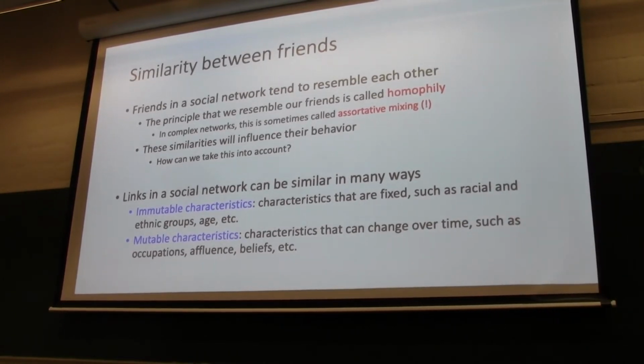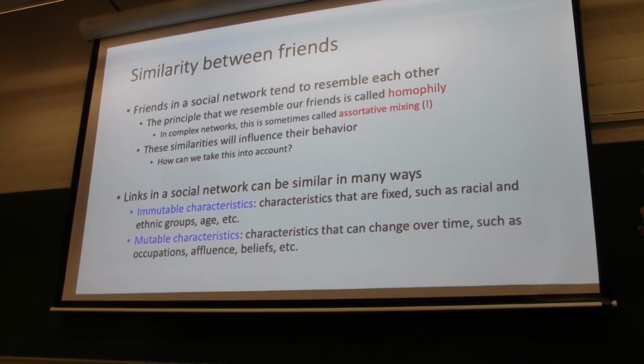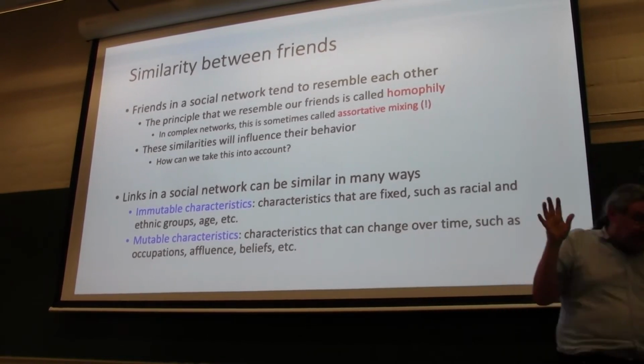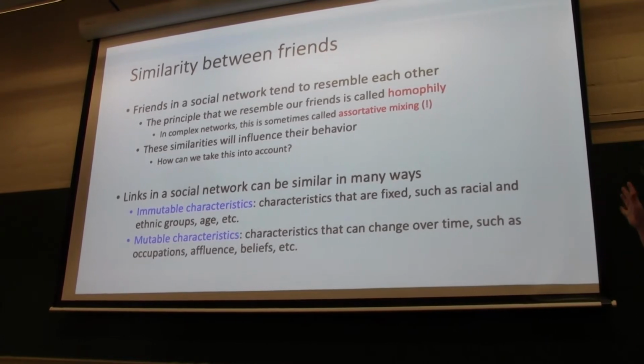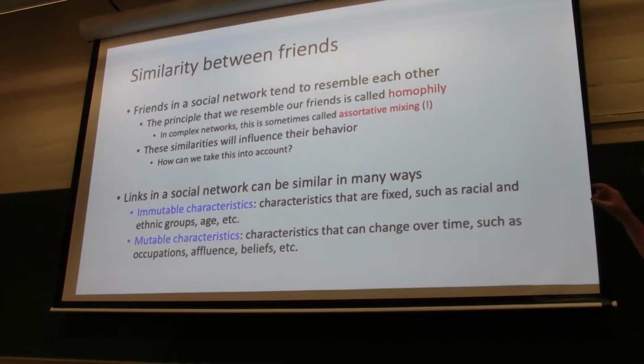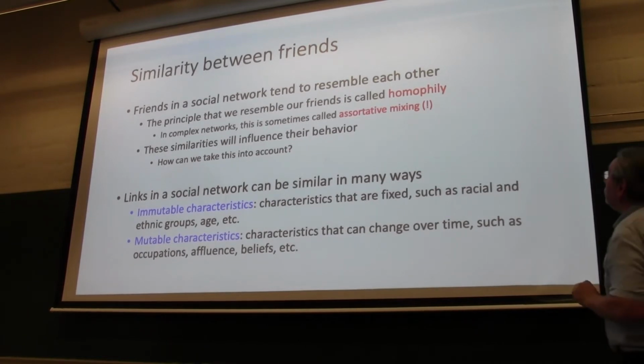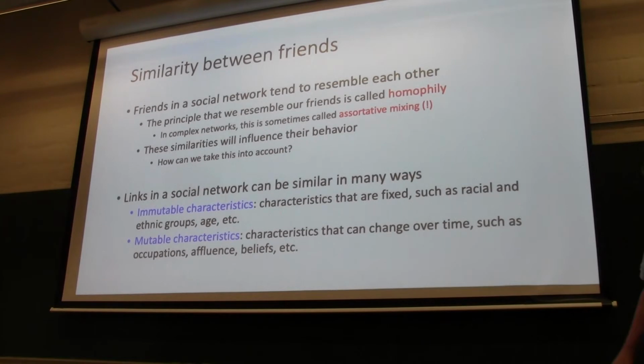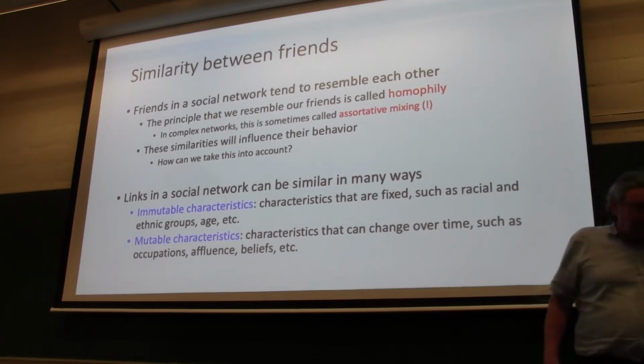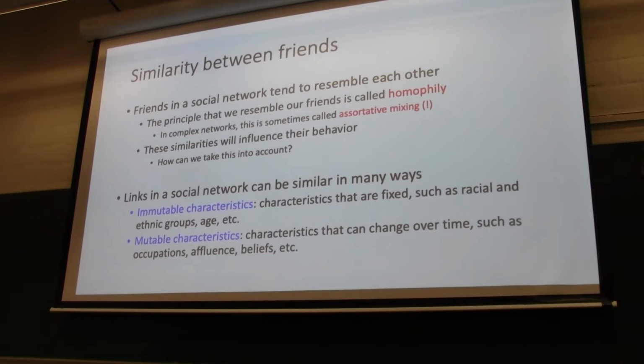According to sociologists, one of the things you can observe is that friends are kind of like each other. They resemble each other. This has a technical word called homophily, which is used in the book. There's also another technical word, which is very weird, called assortative mixing, which means exactly the same thing. I just give it to you because maybe you see it somewhere. But basically the idea is very simple.